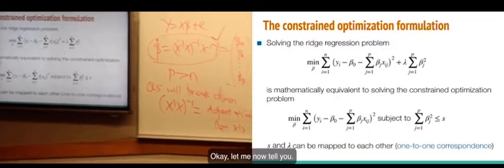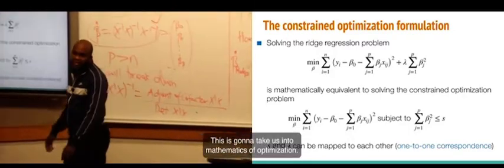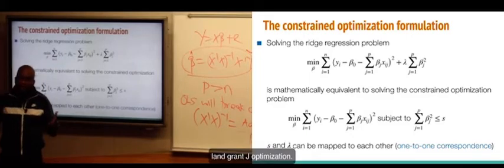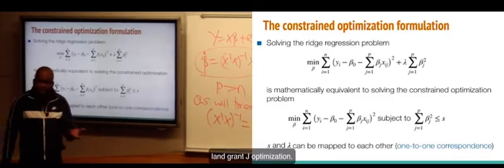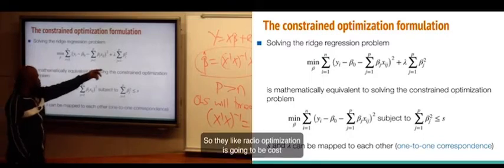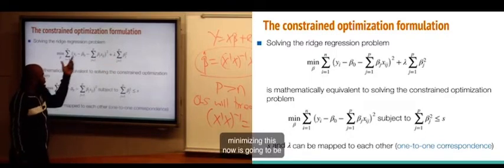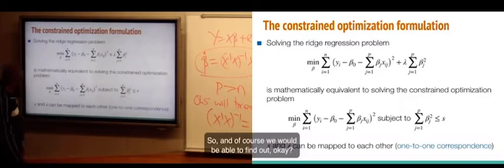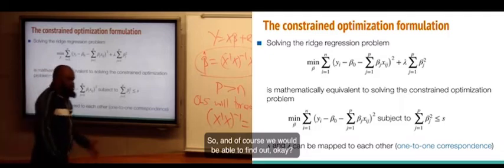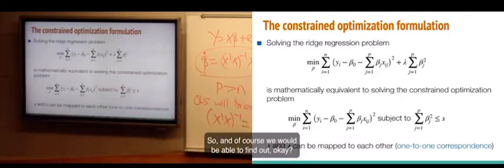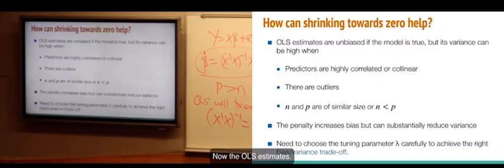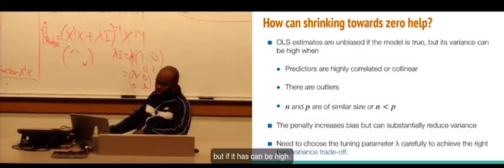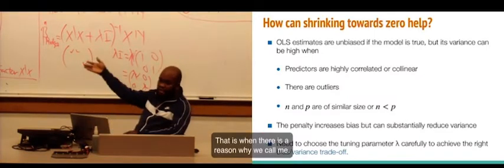Let me now tell you, this is going to take us into the mathematics of optimization. I don't know whether anybody has heard about Lagrange optimization. Minimizing this now is going to be subject to a particular constraint, and of course we'll be able to find that. Now the OLS estimates are unbiased if the model is true, but the variance can be high. That is the reason why we come here.